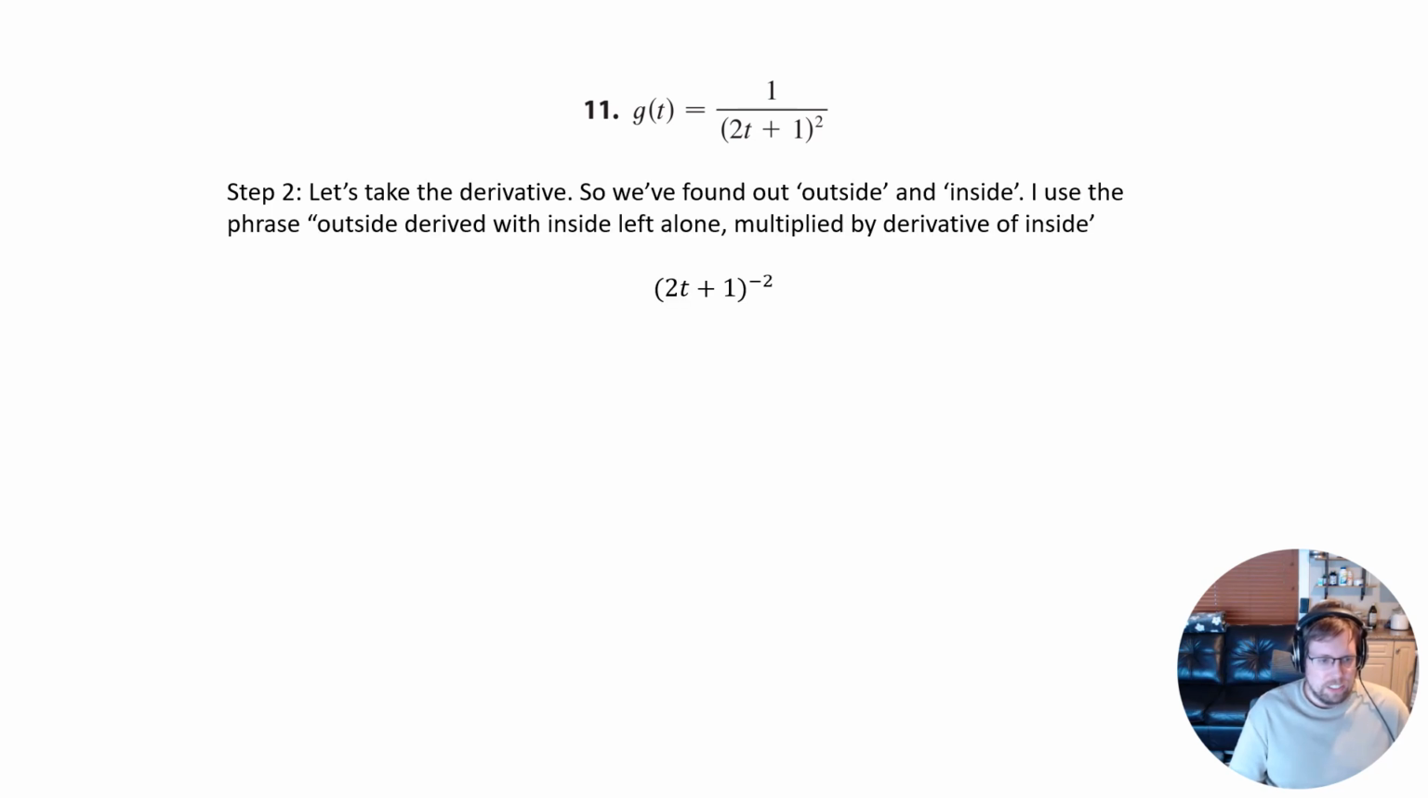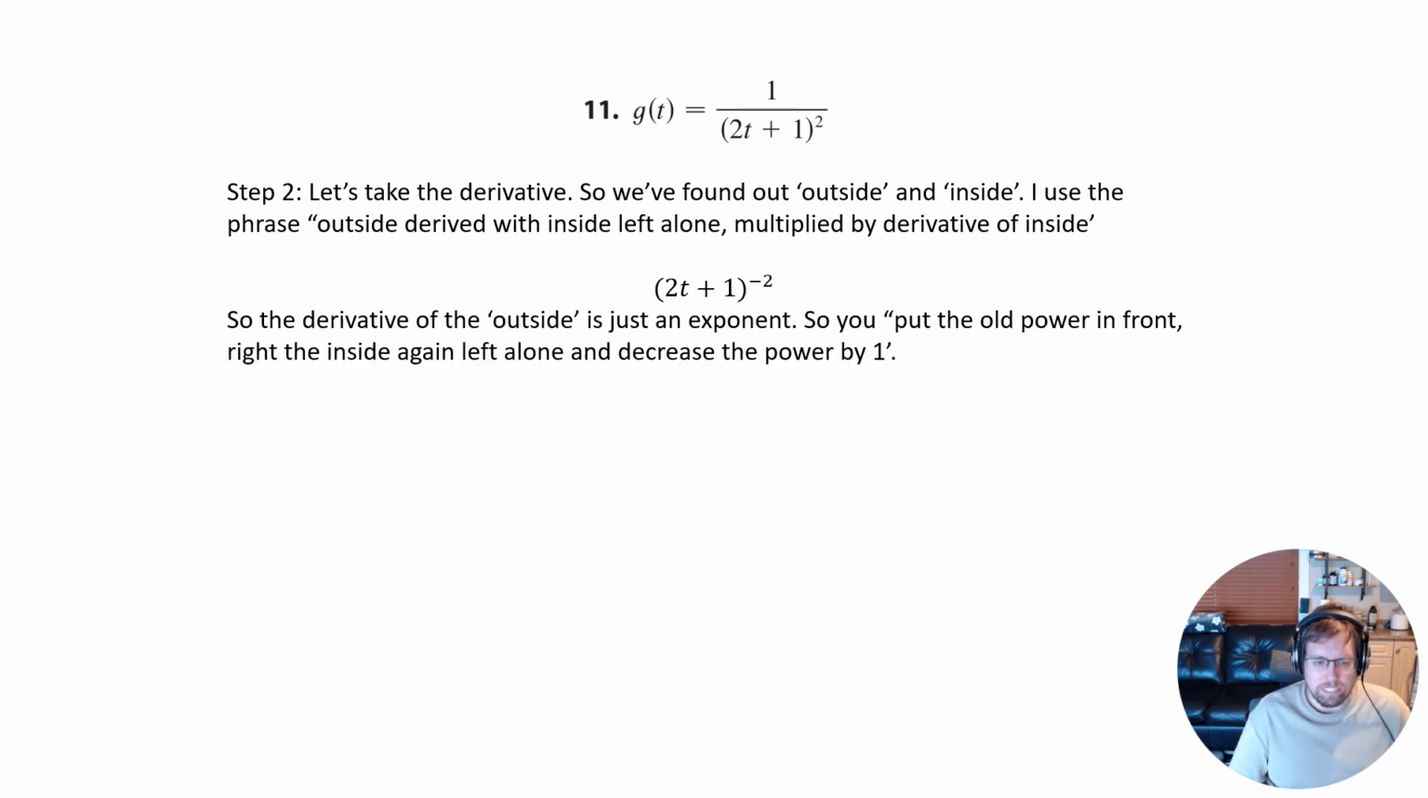Alright, so to get started, to use the chain rule I like to use the phrase: the outside derived with the inside left alone, multiplied by the derivative of the inside. So to start, we're going to do the outside. And so this is just a power rule. So you basically put the old power in front. So that minus 2 is going to come to the front. And then we're going to write the inside all by itself, left alone again, and subtract the power by 1.